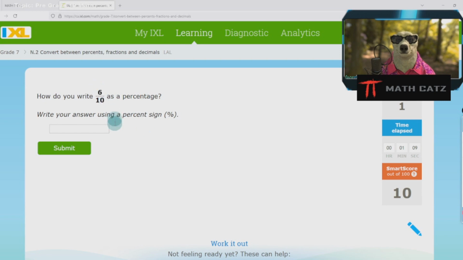How do I write 6/10? See, they keep the denominator very simple. There's no need to make it complicated. Multiply it by 100. Hopefully by now, that should be super comfortable as a 60.